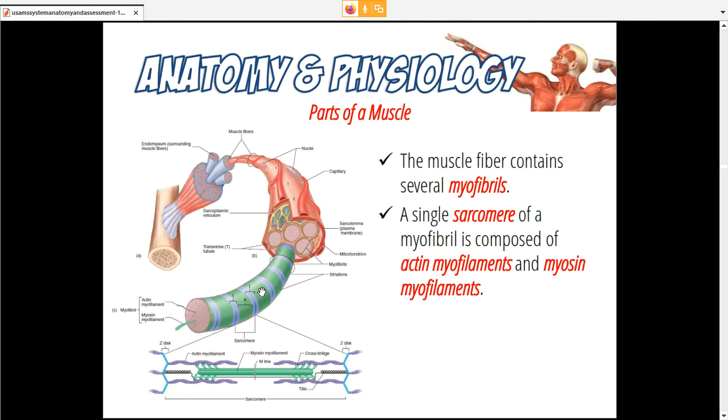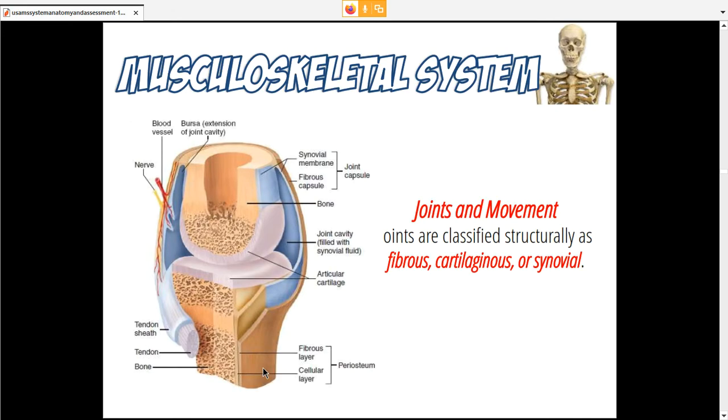We are taking one muscle fiber and looking into it. What structures are present? There are several myofibrils. A single sarcomere of a myofibril is composed of actin filaments and myosin filaments. This blue one is actin filaments, and this green one is myosin filaments. Then coming to the joints and the movements.